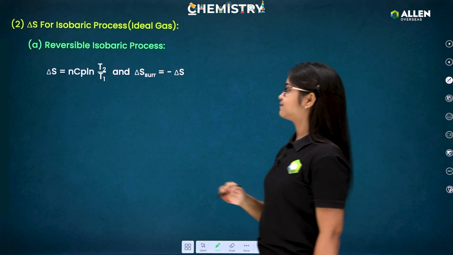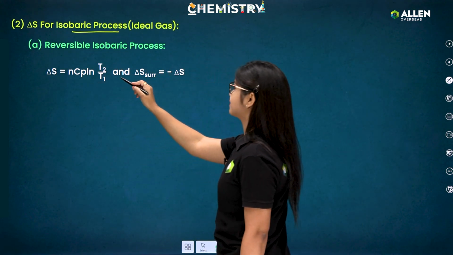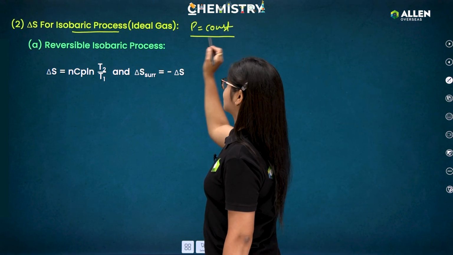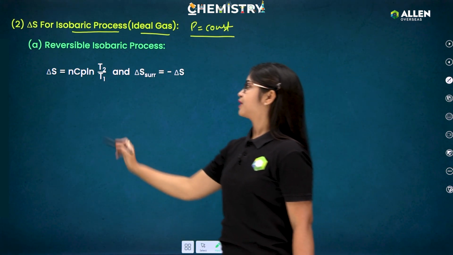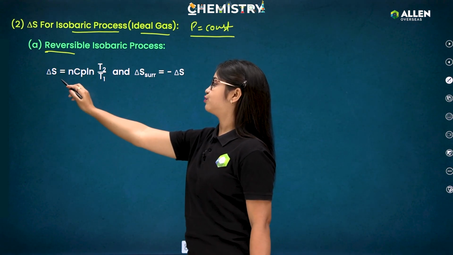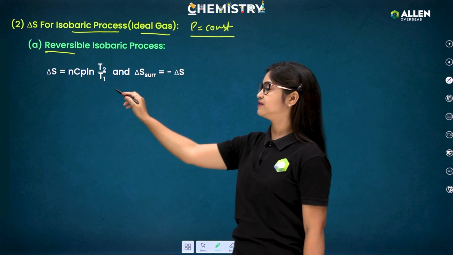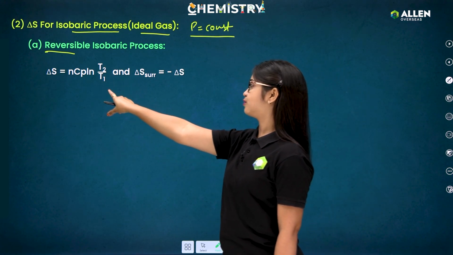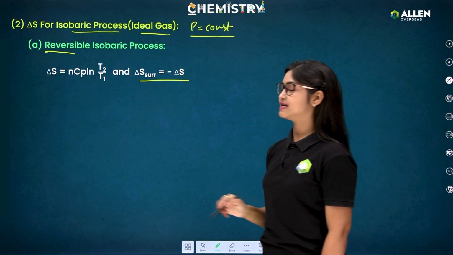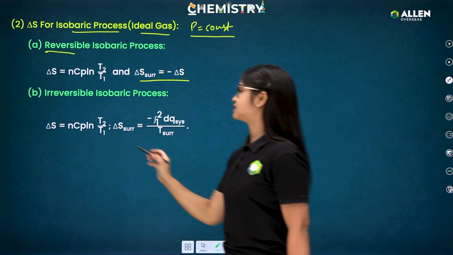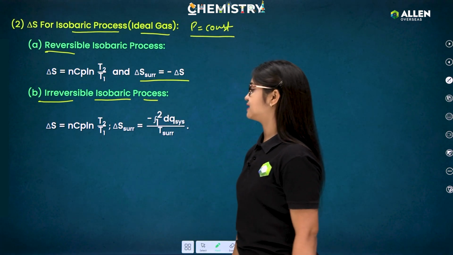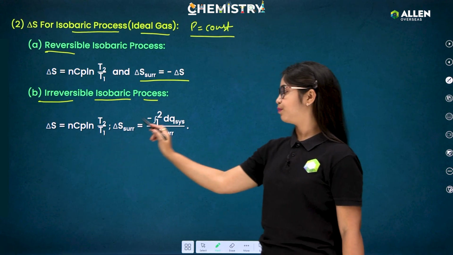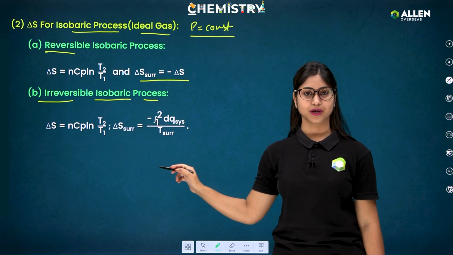Now delta S for isobaric process. Isobaric process means pressure is constant, again for ideal gas. For reversible process, you use the formula delta S is equal to nCp ln T2 by T1, because the P1 by P2 term will become 0, and delta S surrounding will be negative of delta S system. For irreversible isobaric process, delta S system is again nCp ln T2 by T1, okay? For the system it is the same, but for the surrounding we have to use the same formula again, right?